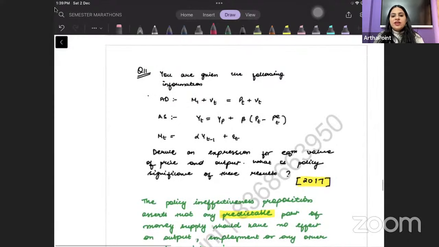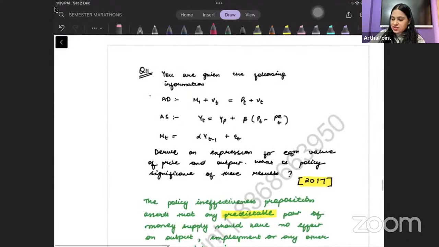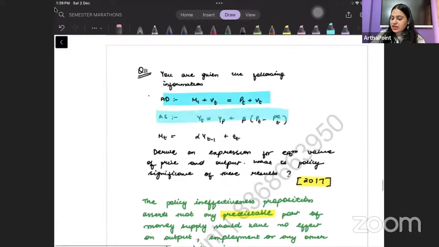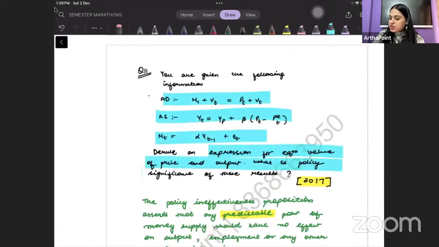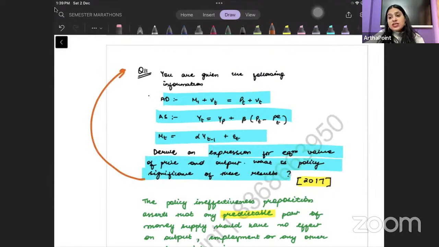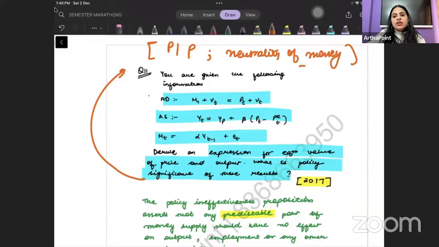Year 2017, same model asked again, beta. See here, you are given AD, AS and money. It says derive an expression for equilibrium value. What is the policy significance of this result? So what is the policy significance? इसको अलग से लिखेंगे. The policy significance is that we have policy ineffective proposition and that we have neutrality of money. ये दोनों ही चीजें हमें समझानी पड़ेंगी policy significance में.